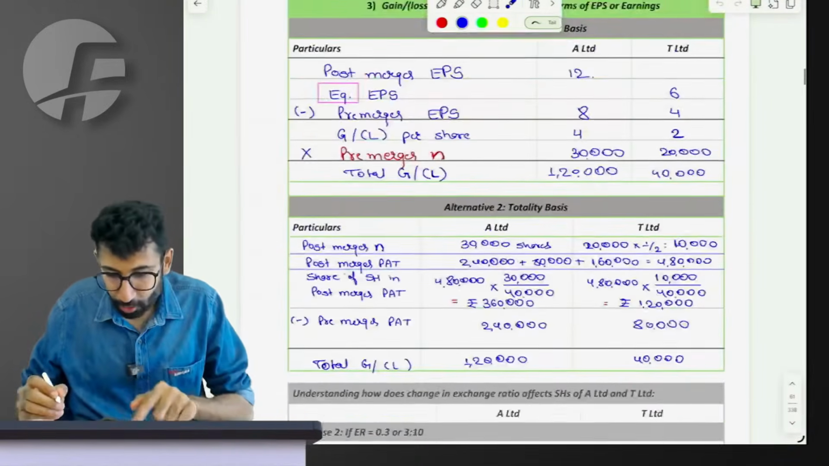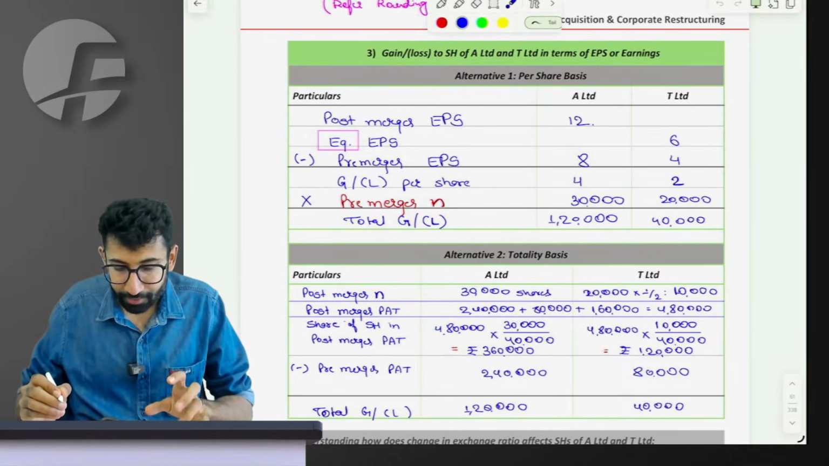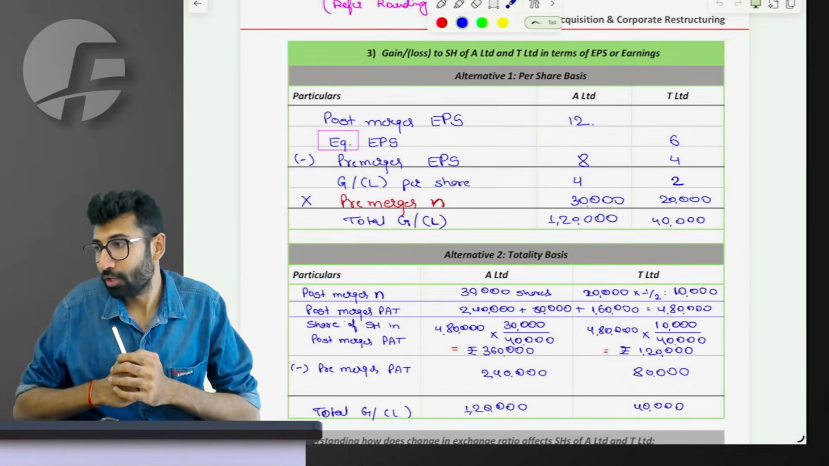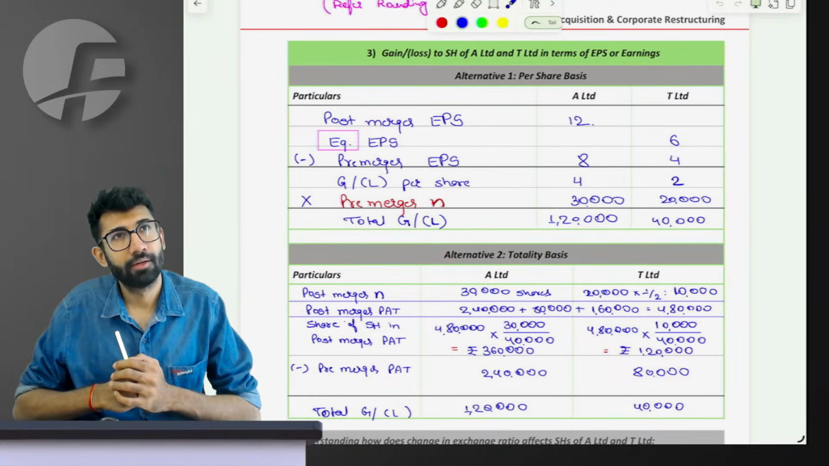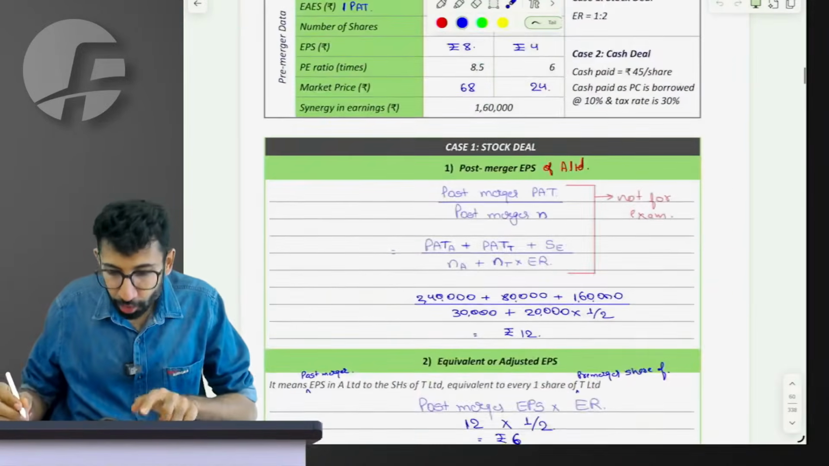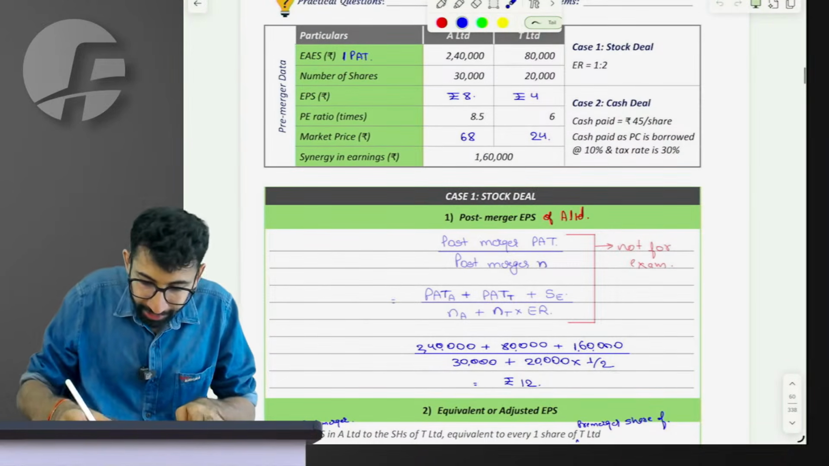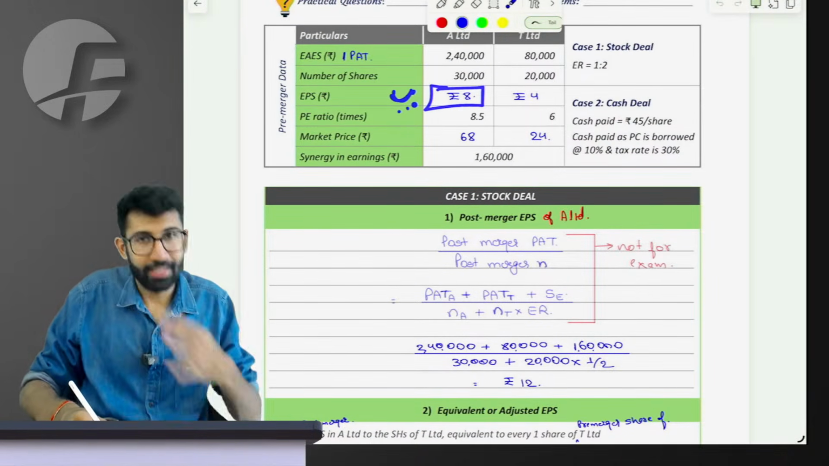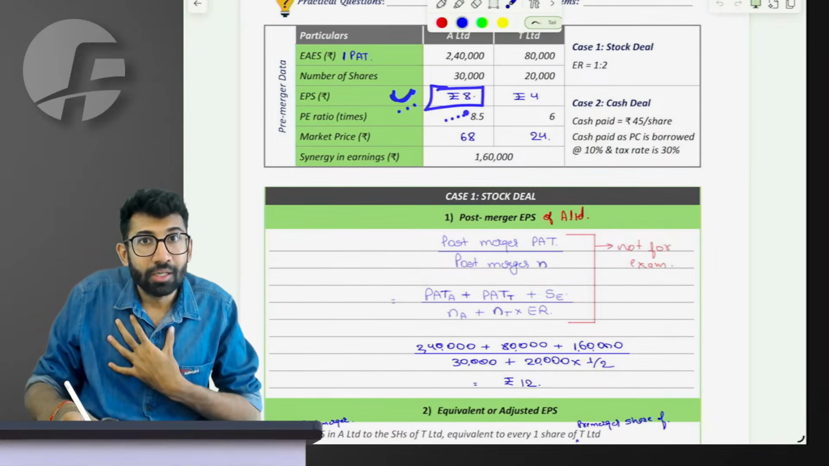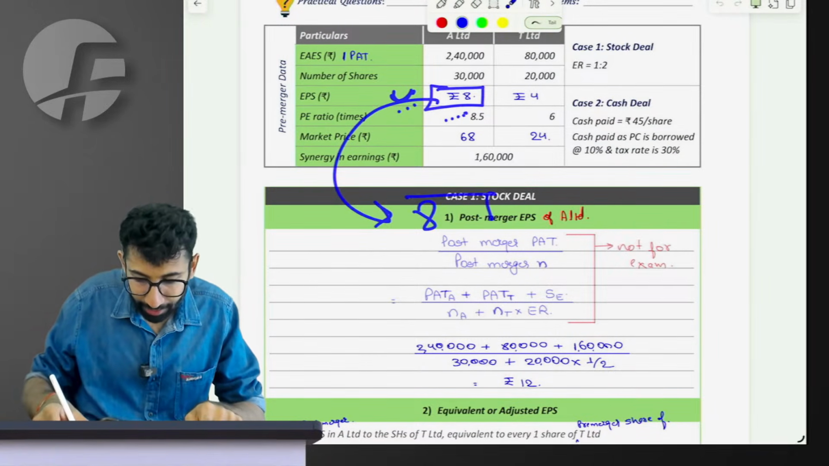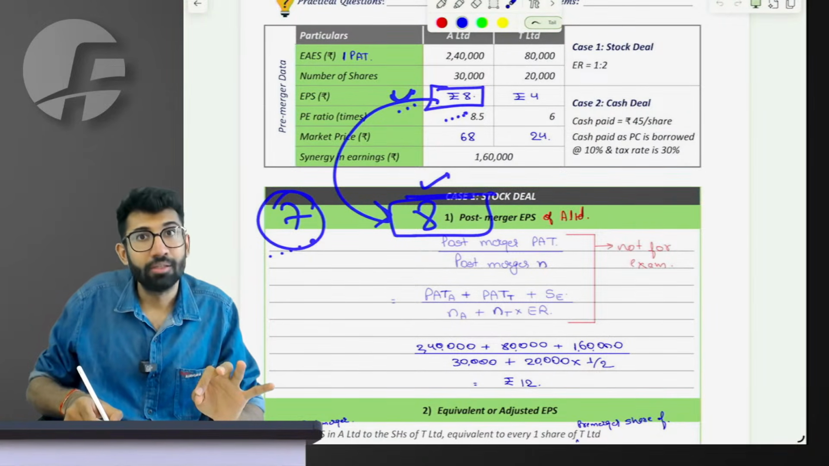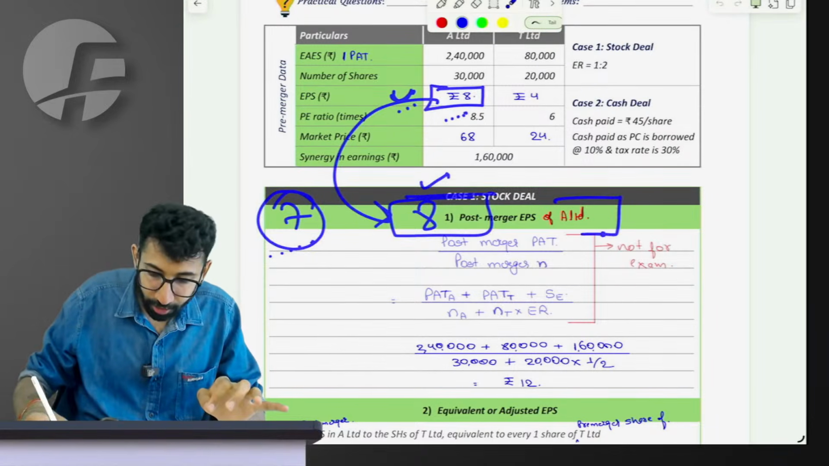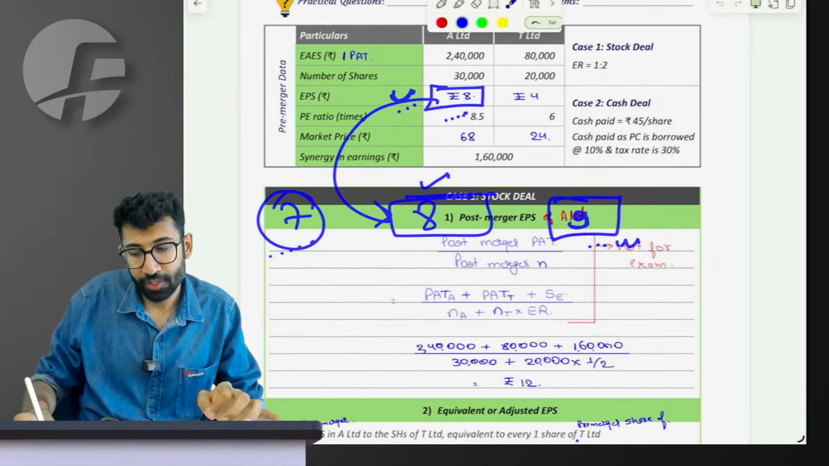As an acquirer, do you people agree? Do you agree that pre-merger EPS is rupee 8? As an acquirer, I am earning 8 rupees. After merger, if I earn 8 rupees, I am fine. After merger, if my EPS is 7, I don't enter into this deal. After merger, if my EPS is 9, then also it is fine to me.